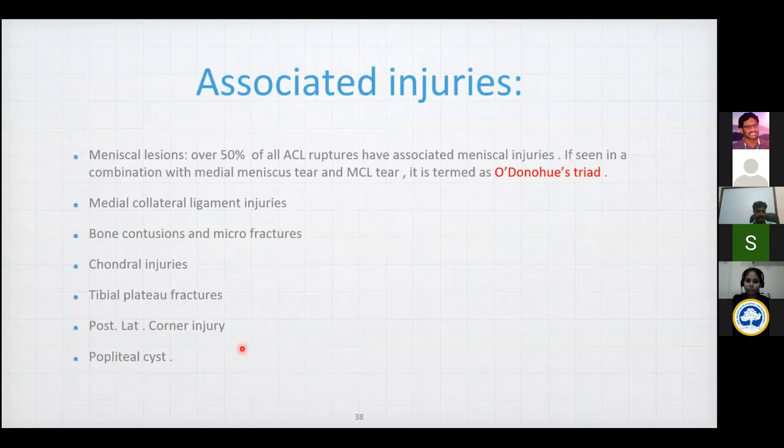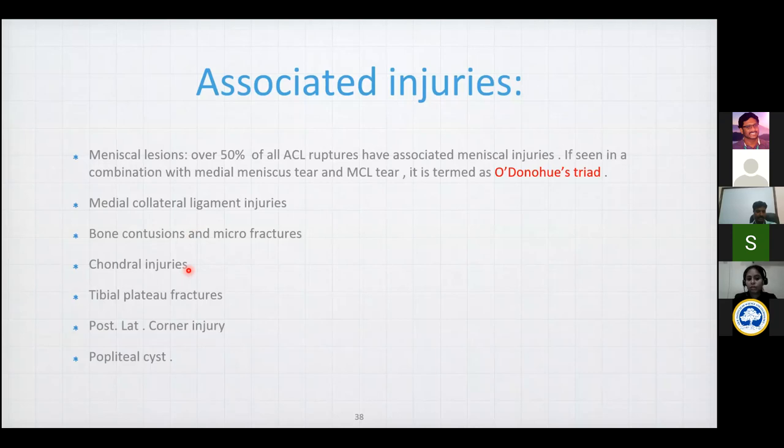Associated injury. I have discussed before also, meniscal lesions: more than 50% of ACL ruptures are associated with meniscal lesions. If seen in combination with medial meniscus tear and medial collateral ligament tear, it is termed as O'Donoghue's triad. Medial collateral ligament injuries are also associated with ACL rupture.